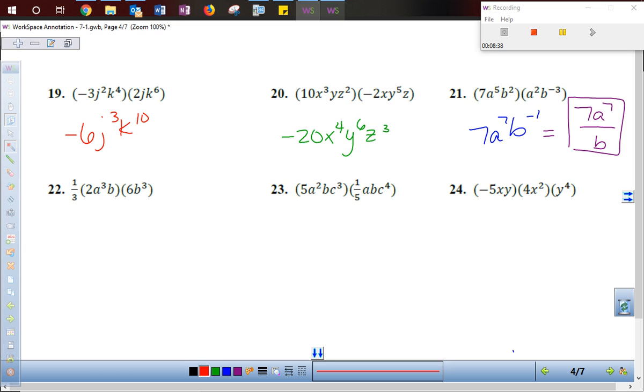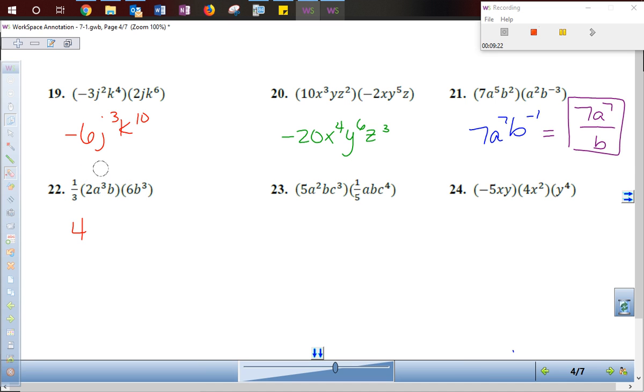Now on 22, I'm going to start again with my coefficients. Now be careful, I have three coefficients on 22. I have 1/3, 2, and 6. So I'm going to multiply those guys together. Now I know that 1/3 and 2 don't multiply together very nicely, so I'm going to take 1/3 times 6, and 6 divided by 3 gives me 2. And then I'm going to take that guy times 2, and so 6 divided by 3 is 2, times 2 is 4.